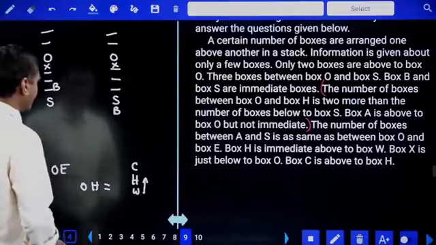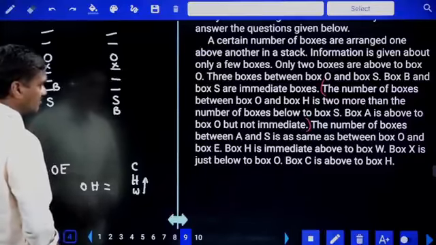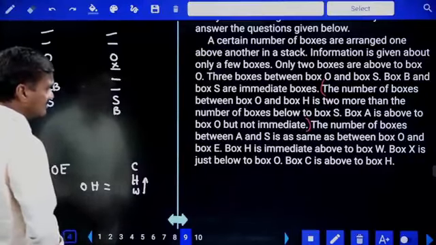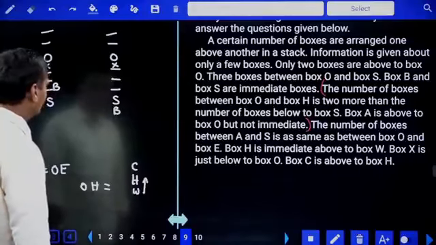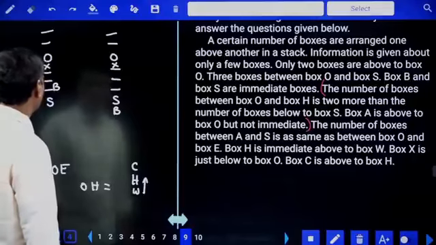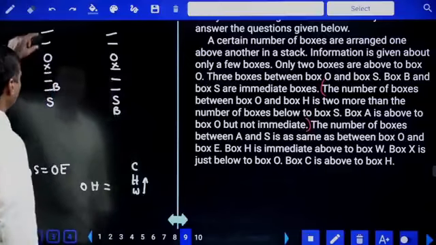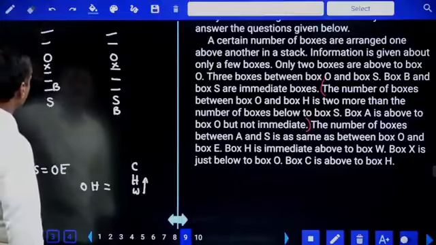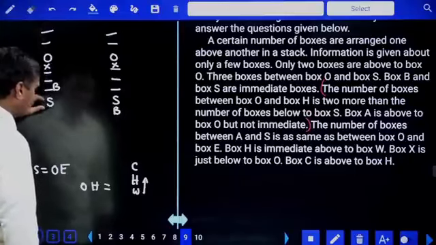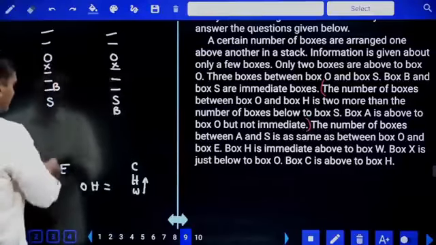Now where can we fix this A and S? A and S is the same as O and E, and C is above. H is immediately above W, that means H and W must be together. Hence where can we fix H and W here? H and W cannot be here, because if H and W are here, C must be above H, which is not possible. Hence H and W must be somewhere below this one.